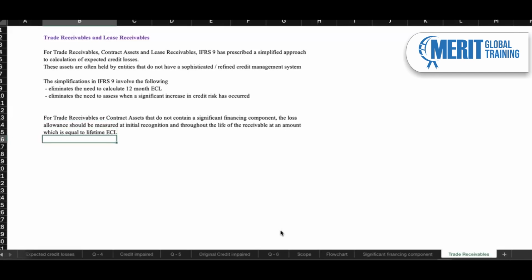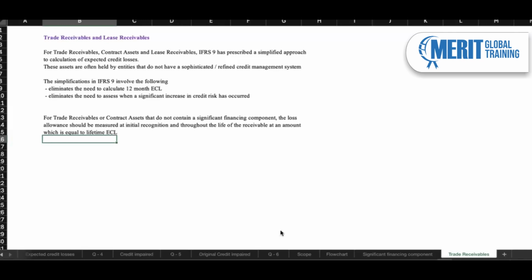Now, say for example, I have total debtors of 1 million, and I know that every year around 0.5% of my debtors do not pay me. So this is my expected lifetime loss. Over the lifetime of this set of receivables, I expect that around 0.5% will not pay me. So the loss allowance at initial recognition and throughout the life of the receivable should be measured at this number only. What is this number? The lifetime expected credit losses.